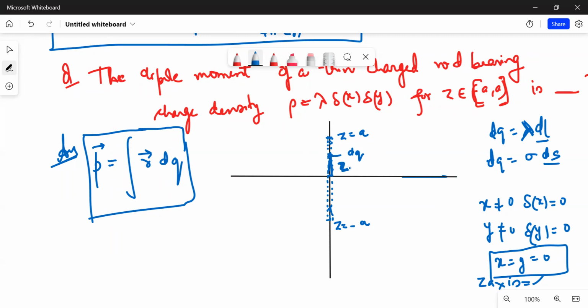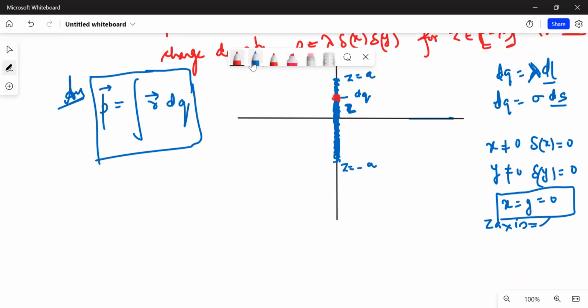Let us take at distance z this dq, because your charge will be located along the z-axis. Is that clear or not clear? I'm just making an exaggerated figure. It will not be in this way, it will be exactly a line. Are you getting my point? So we are taking a small charge dq. Is that clear? Yes or no, tell me quickly. Yes, sir. Okay, good enough.